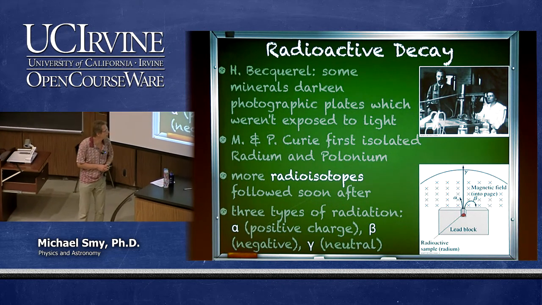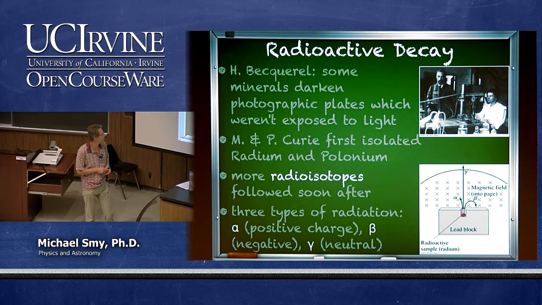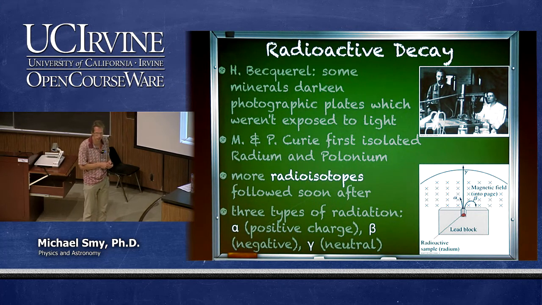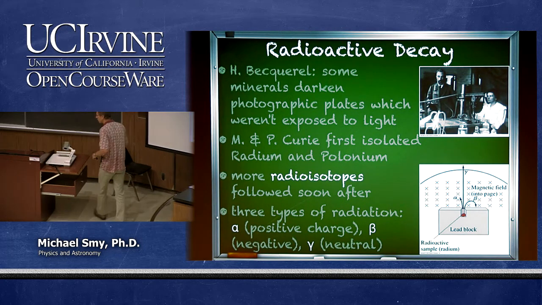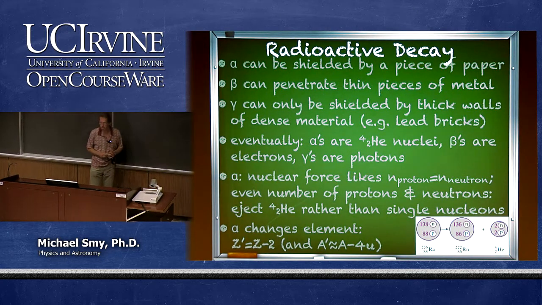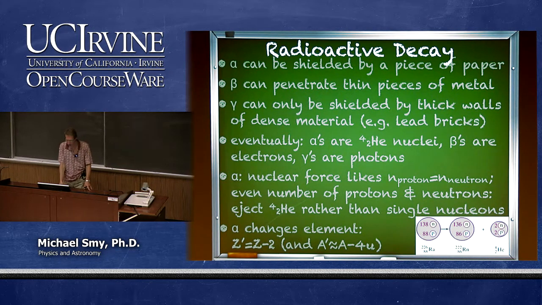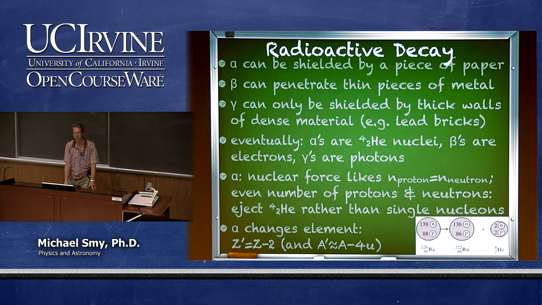So the gamma radiation goes straight, the alpha radiation bends one way, and the beta radiation bends a different way. 2 days ago, I showed you the different ranges of the alpha, beta, and gamma. Alpha is easily shielded, beta is more penetrating, and gamma radiation is very penetrating. Indeed, we saw that alpha can be shielded by a simple sheet of paper, or, of course, by clothing or human skin. Almost anything will shield alpha, even a large distance of air will shield alpha radiation. Beta can penetrate thin pieces of metal, and gamma radiation can only be shielded by thick walls of dense material, for example, lead bricks.